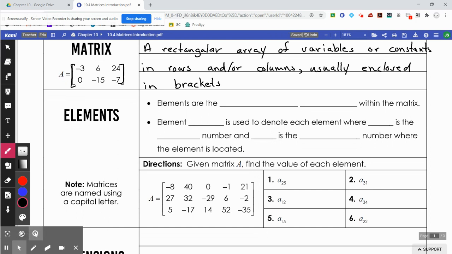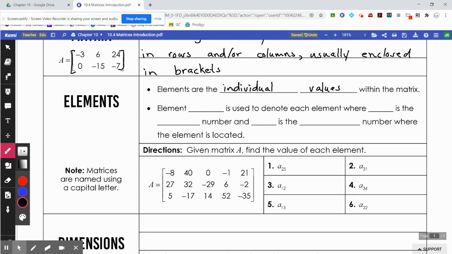Elements. Elements are the individual values within the matrix. Element a, little a, if this is matrix capital A, little a of xy, where x is the row and y is the column number where the element is located. So this tells you which row and which column this element is in.